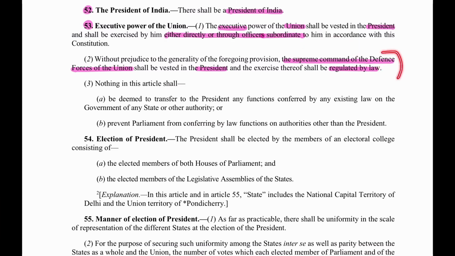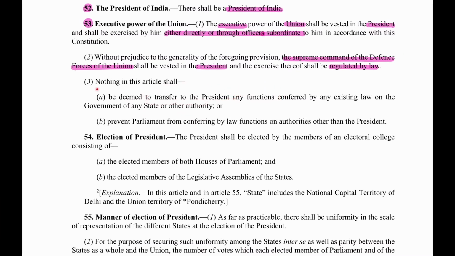A question can be asked of you about which article this is, or whether it is given in the Constitution or not. So notice this. It also says nothing in this article shall be deemed to transfer to the President any functions conferred by any existing law on the government of any state or any other authority. So understand, if any existing law has conferred any functions on any state government or any other authority, it won't be transferred to the President.